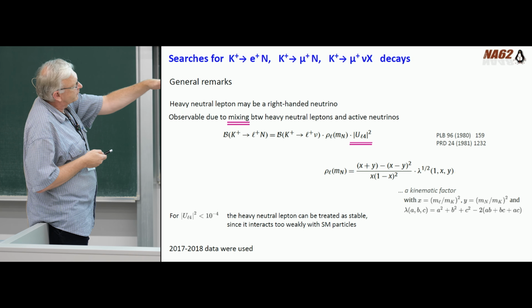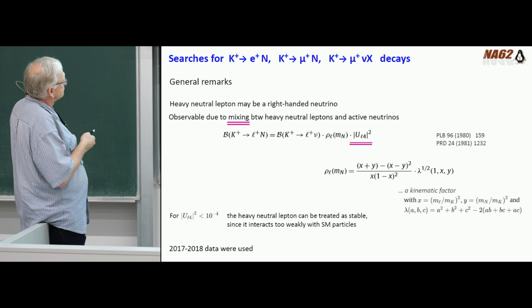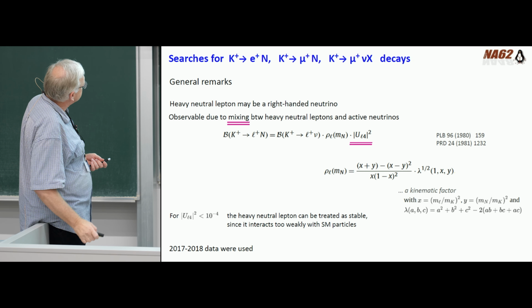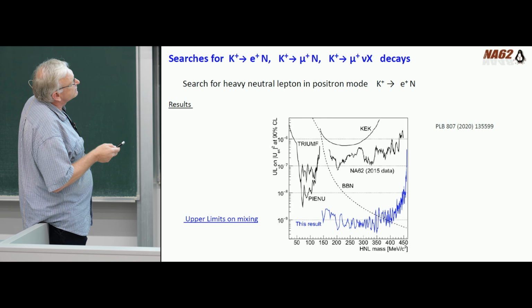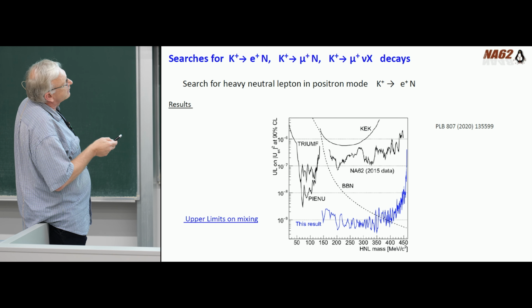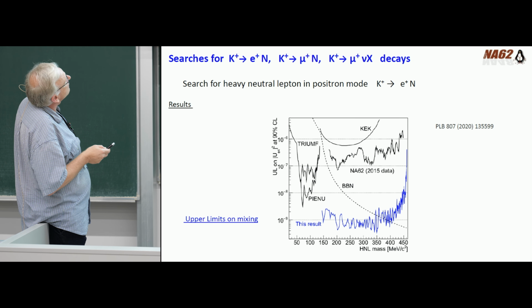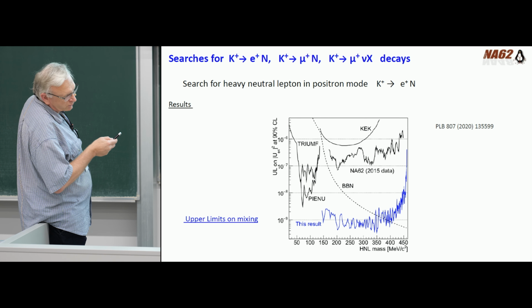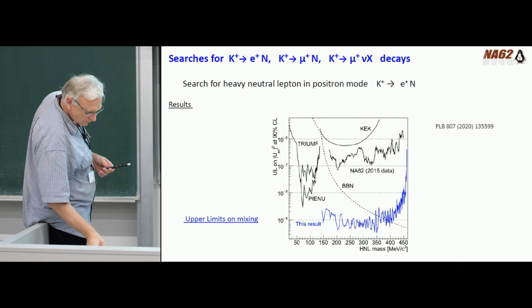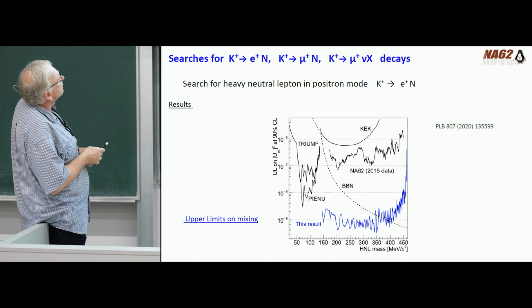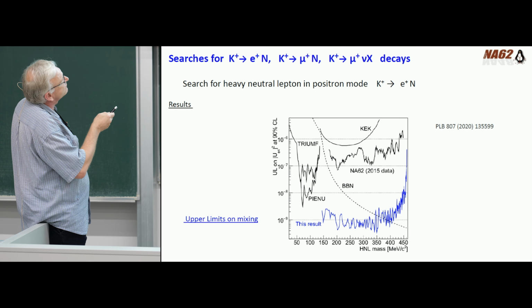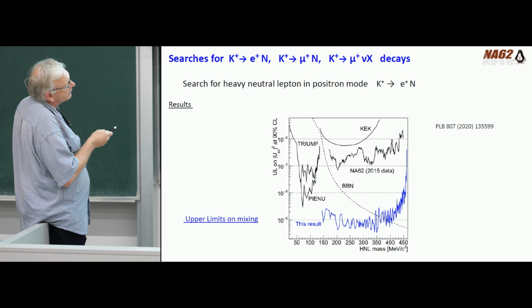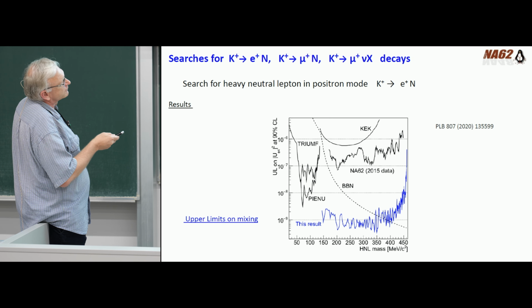What I'm going to show from here will be based on data acquired in 2017 and 2018. So now the results: you can see the improvement compared to the previous NA62 data. This is the new result for the decay when there is a positron in the final state. Just to remember, the square of the mixing is at the level of 10 to the minus 9, and it's an improvement of over two orders of magnitude.